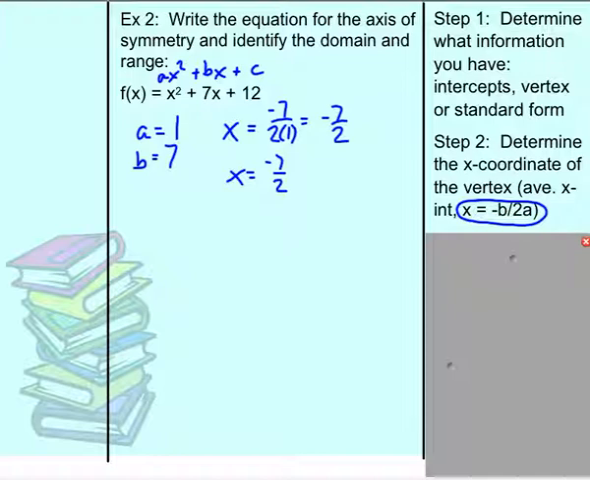Next, identify the domain and range. Domain for any quadratic function is all real numbers. To find the range, we need the y-coordinate of the vertex, which means we substitute the x value of the vertex back into the function and solve for y.